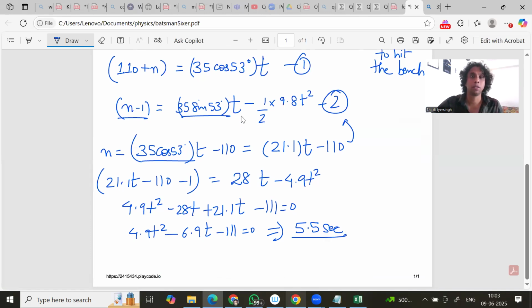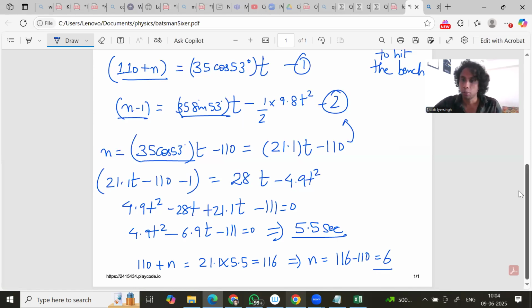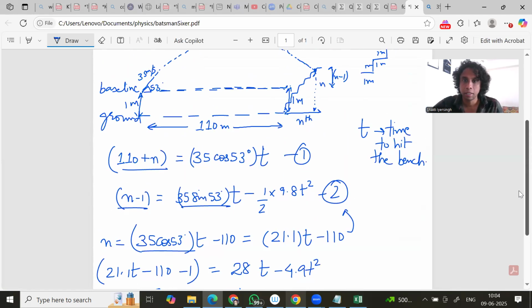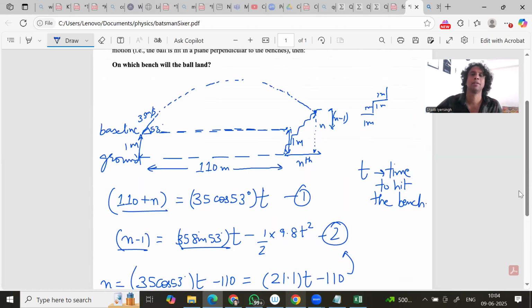And now we can go back and substitute this here in equation 1. So 110 plus n equals 21.1 times 5.5. And you would see this is about 116. And from here, we can see n would be 116 minus 110, or 6. And hence, we can say that it's going to hit the 6th bench.